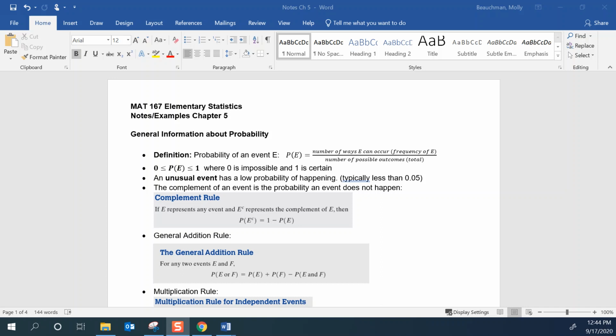In this video, we'll take a look at some examples of probability. Refer to your textbook to take a look at these concepts in depth. But in the first part of our video, we have just some general information about probability.